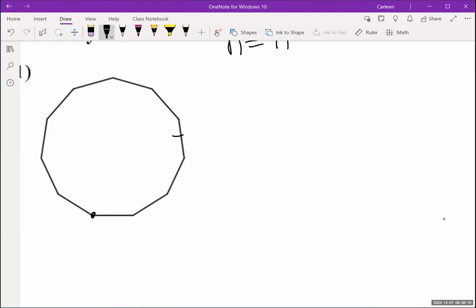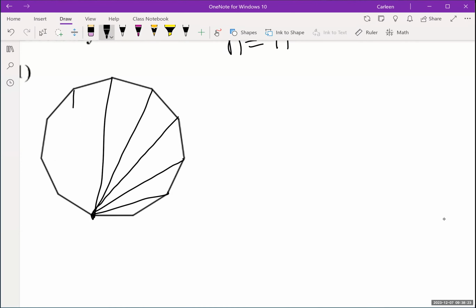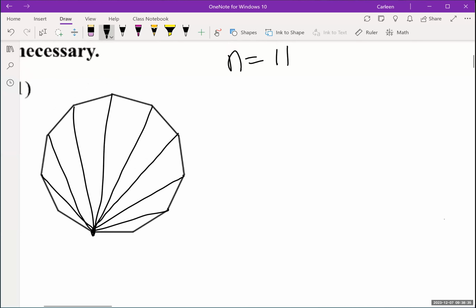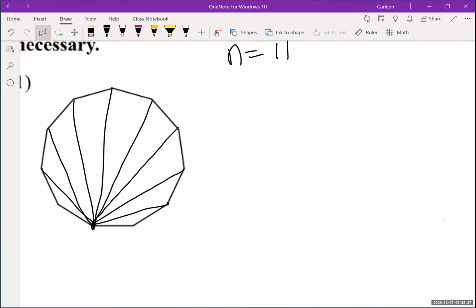Pick a vertex and draw lines to every other vertex. Be better with a ruler. Kind of looks like a shell. Okay, so we have n equals 11, 11 sides. Notice I did not draw there because that would just look like this, right? That doesn't make a triangle, and I did not draw there. There's two of them I lost.